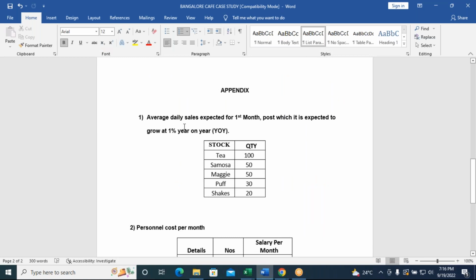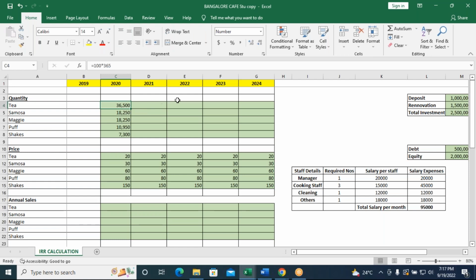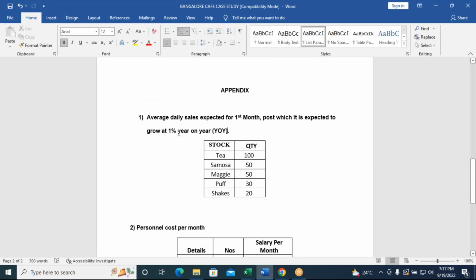Here they have told that per day we are going to make this sale, and we have calculated for 1 year. Then it is expected to grow 1% year on year. So that means every year it is going to grow by 1%. Okay, that is per month it will be 1%. Understand? So 1 month, 1%.